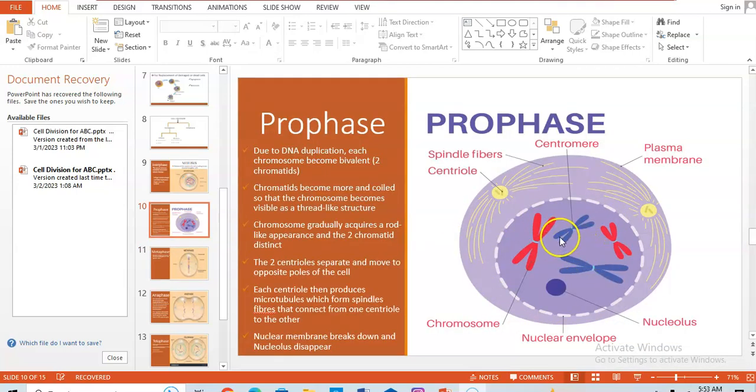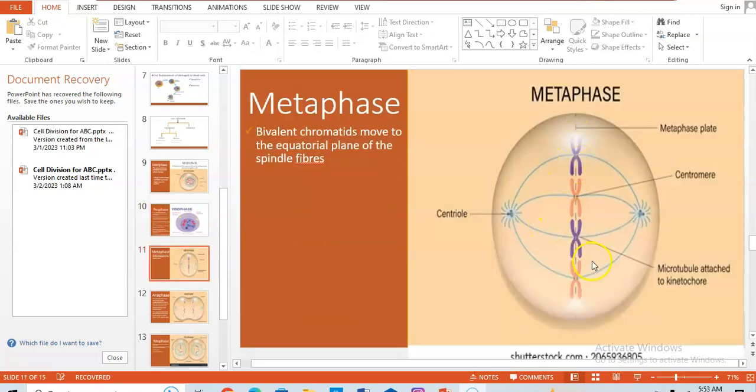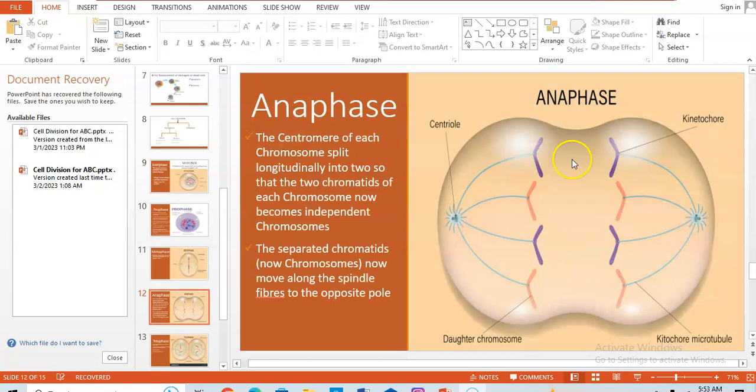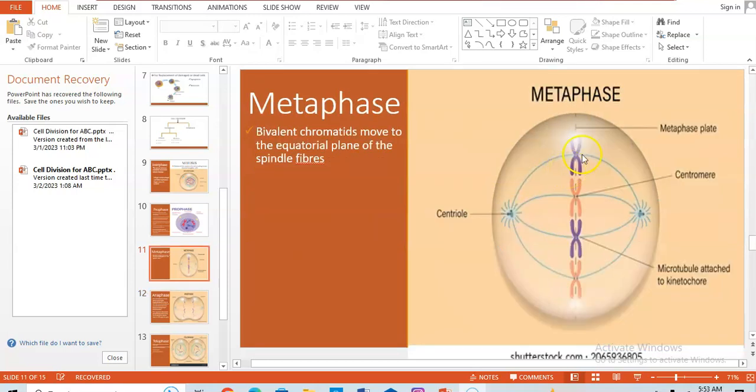And then when that happens, what happens? This nuclear content now floats in the cytoplasm, and then the bivalent chromatin lie along the equatorial plane at metaphase. So now we're going into the next phase, which is anaphase. So now you can see at metaphase, they line along the equatorial plane, right?